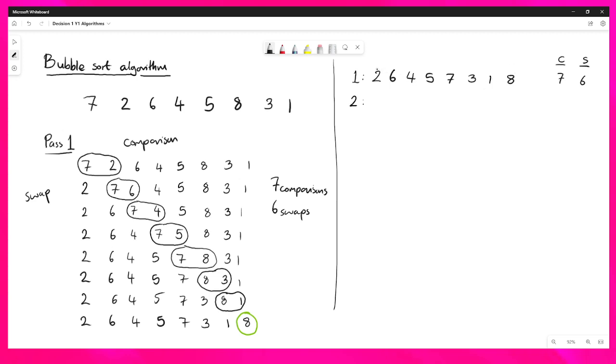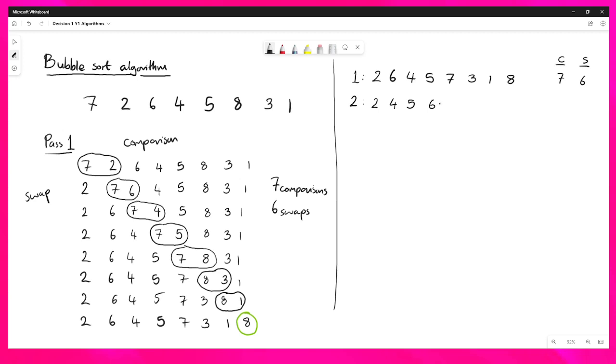So we can see, we compare the 2 and the 6. The 2 stays where it is. That's one comparison. We compare the 6 and the 4. They swap over. So one comparison, one swap. We compare the 6 and the 5. They swap over. 3 comparisons, 2 swaps. We then compare the 6 and the 7.